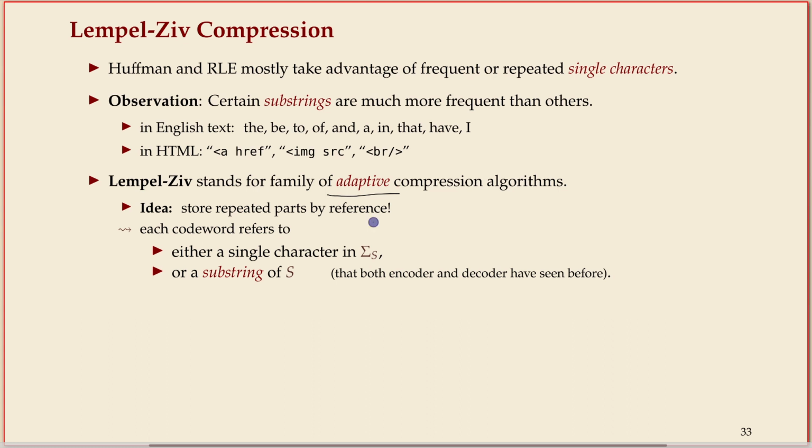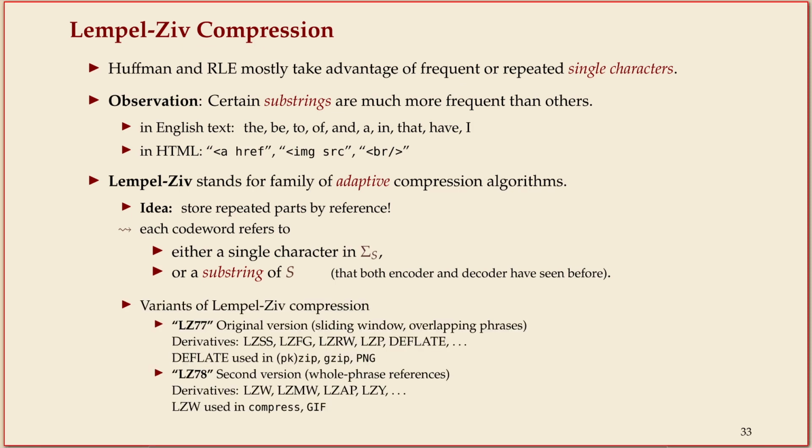So the idea is, as in this poem, we store repeated parts by pointing back to where they occurred before. And more concretely, what does that look like? We can either have a single character, or we can have a substring that we've seen before. And we'll have some very concrete examples in a second. I just wanted to list first that there's different variants.